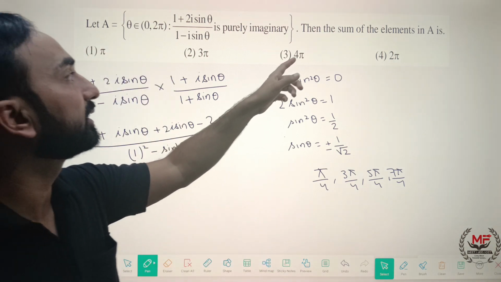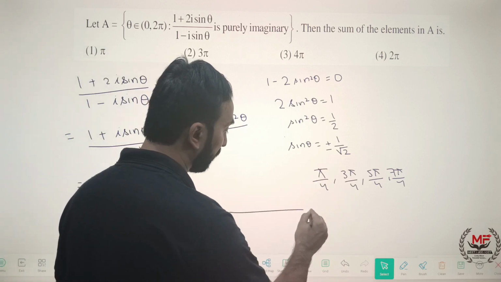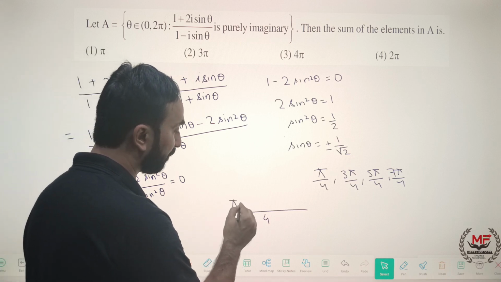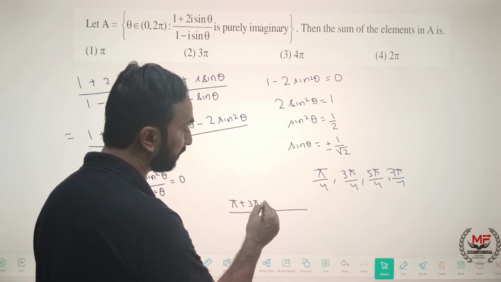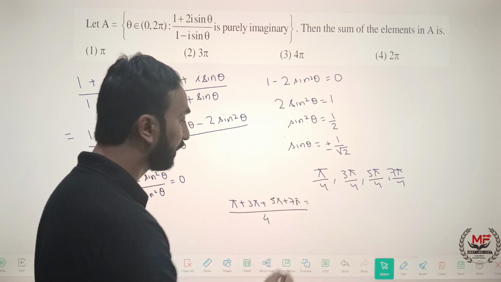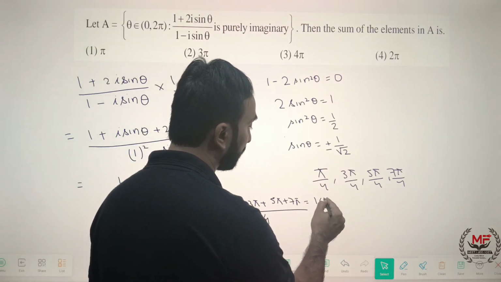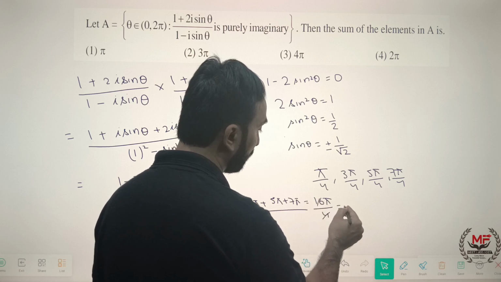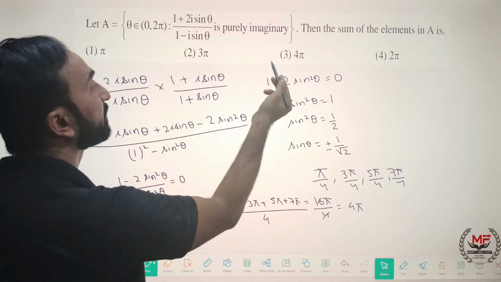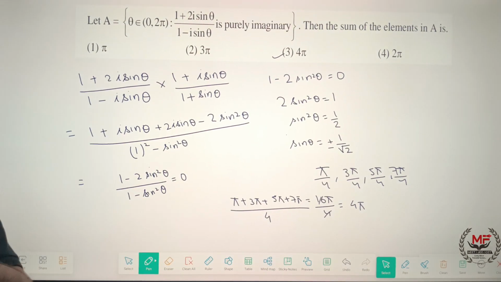So in the question it is saying, then the sum of the elements in A. So we have to add all the 4. When we add all these 4, we take the denominator as 4, and we add pi plus 3 pi plus 5 pi plus 7 pi. So this will be equal to 16 pi upon 4, which equals 4 pi. Right? So the correct option will be option number 3. So the sum of the elements is equal to 4 pi.